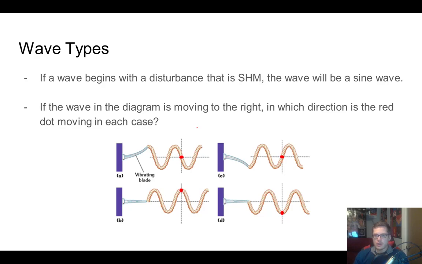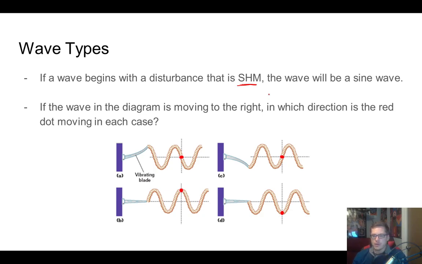All right, so if a wave begins with a disturbance that is simple harmonic motion, remember that's what the SHM means, then the wave will be a sine wave. So that's kind of our segue between what we were talking about with mass spring systems and pendulum systems before, this idea that they create sine waves. And we used sine waves in order to graph the motion of both pendulums and spring systems.